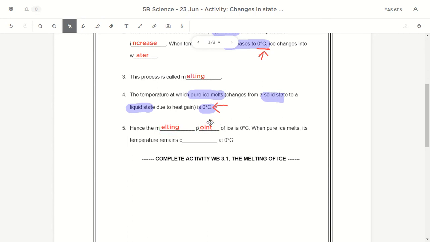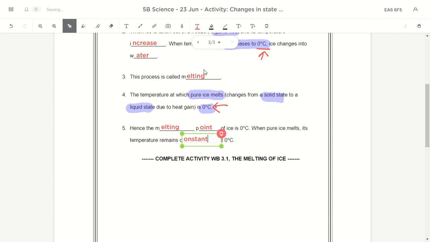It cannot melt at -1 degree Celsius. It needs to hit 0 degrees or beyond, then it will melt. Anything below 0 degrees, it will stay as solid ice. So 0 degrees is the point where ice starts melting, so we call it the melting point. The melting point of ice is 0 degrees Celsius, and when it melts, the temperature remains constant. This one we'll explore on Friday with another activity. Realize as the ice melts, the temperature stays the same.